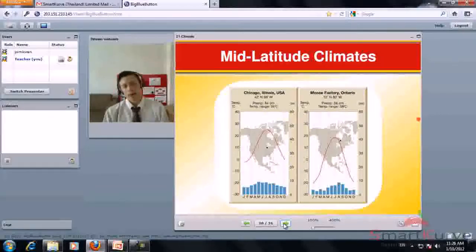So compared to coastal areas, these mid-latitude climates in the middle of a continent, far from the oceans, have much more variation in temperature and much less variation in rain, in snow, precipitation. So the temperature varies greatly, but precipitation is more flat.